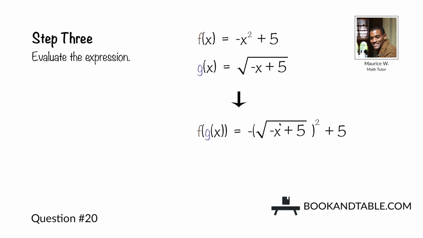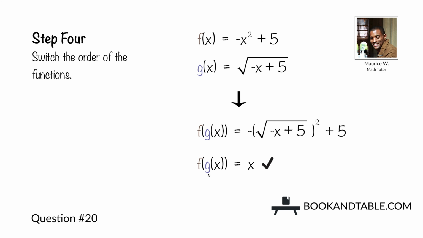So since we're squaring a radical, we can remove the radical and the exponent, and that leaves us with negative x plus 5 inside of the parentheses. And then we distribute this negative 1 to both of these terms. Negative 1 times negative x would give us x, and negative 1 times 5 would give us negative 5. And then we have plus 5. Negative 5 and positive 5 cancel each other out, leaving us with just x. So we find that f of g of x does equal x.